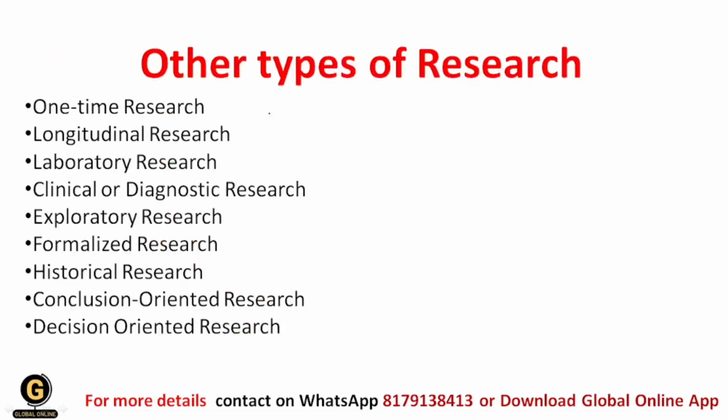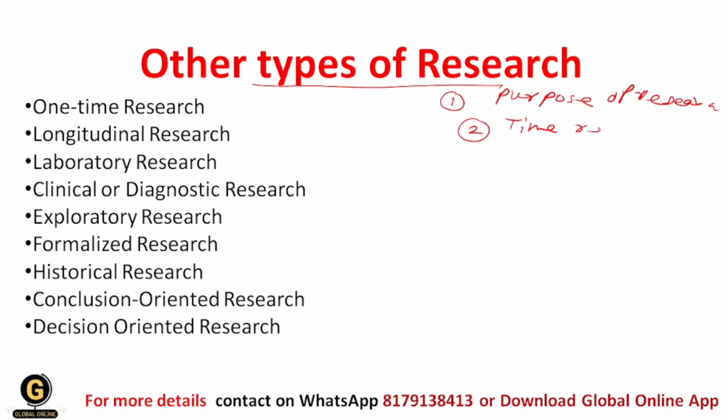Now students, let us see other types of research. These other types of research are formed because of certain factors. The first is the purpose of the research; based on the purpose, these types are formed. Second is the time required to complete the research. And the third is the environment in which we are doing the research. Based on these three things, other types of research are formed. So let us see the first one, time research.